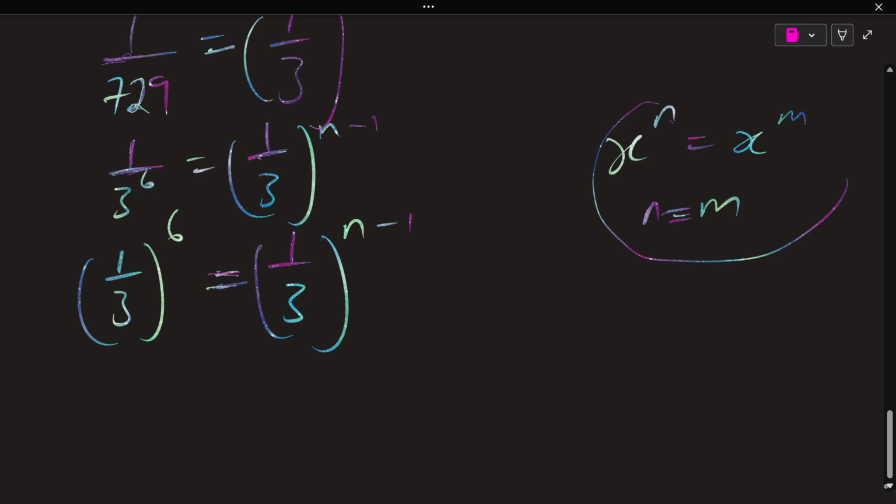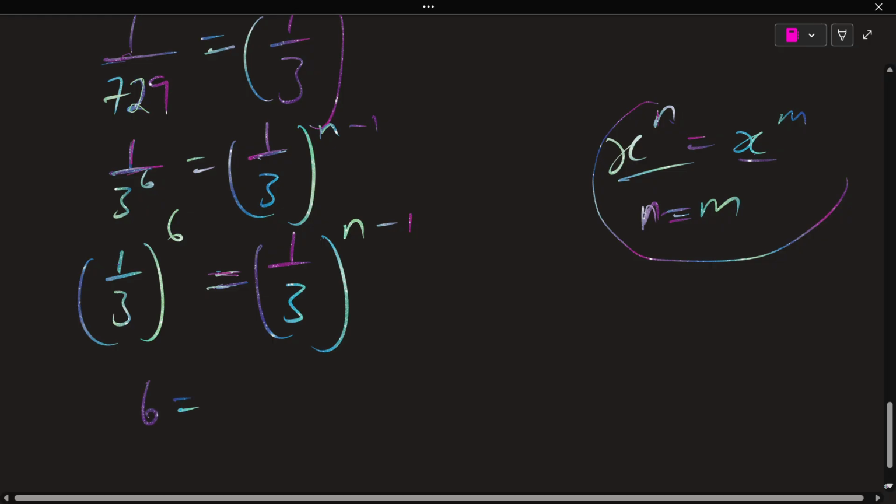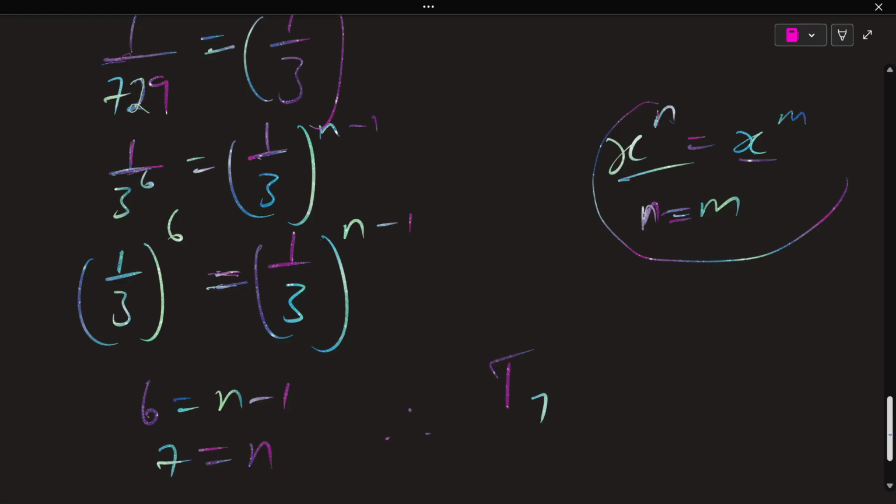So this is from the laws of exponents. Given that x and x are the bases, then n and m are exponents. We can equate the exponents. Now it means here we're going to equate 6 to n minus 1. Now to solve for n, we have 7 equals n.